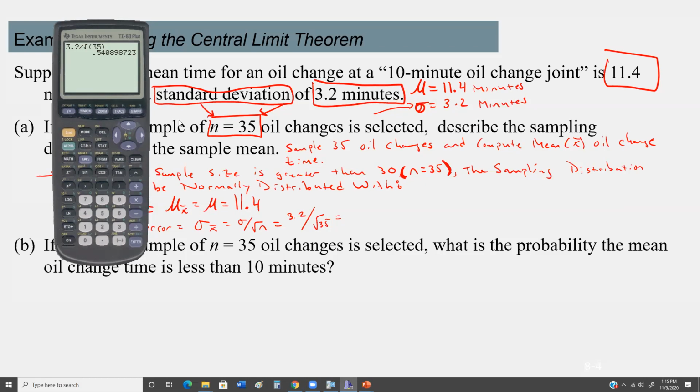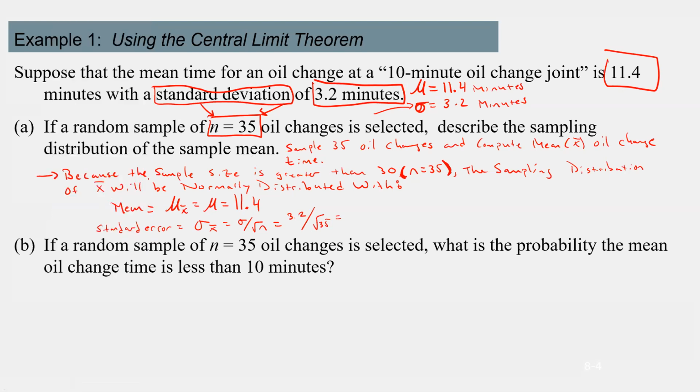So this is important. You're going to want to take this out at least 4 decimal places. So 0.540, and I'll round it to 9. 0.5409. Okay. So that's what this part is. Look, I told you it's normally distributed now, and then I gave you the mean and standard deviation. So remember, standard error is just another way of saying standard deviation.